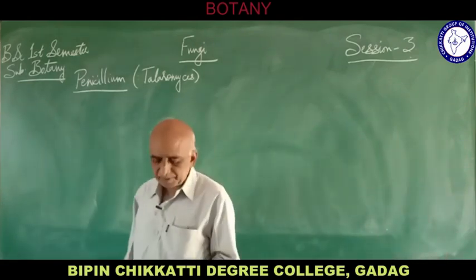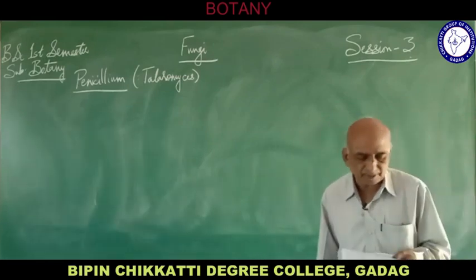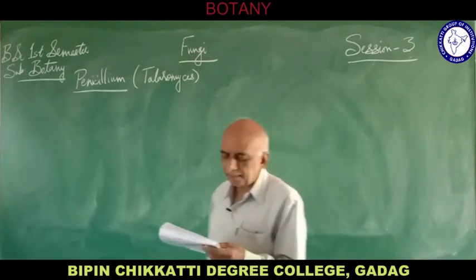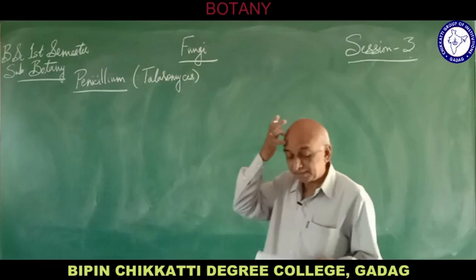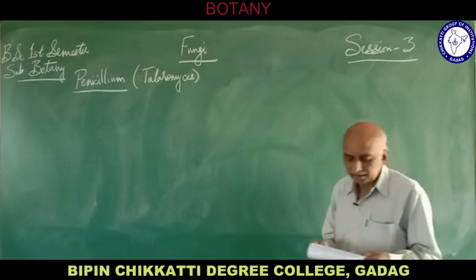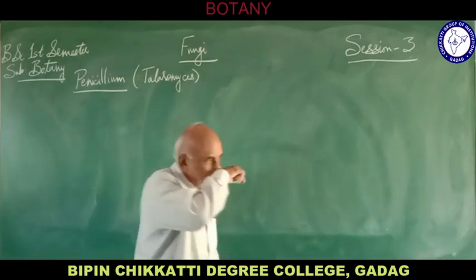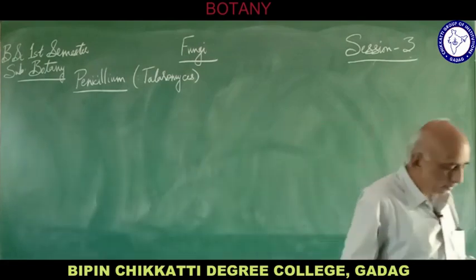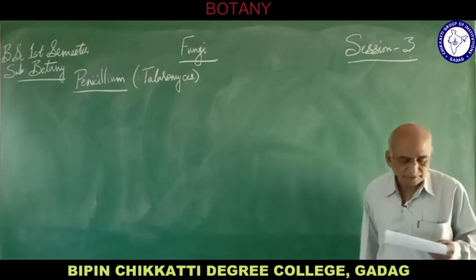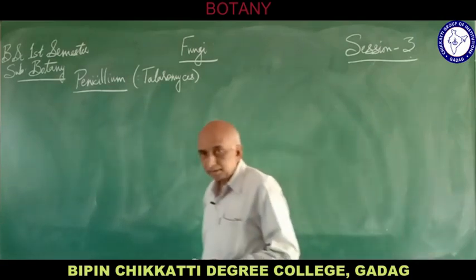Now there are certain species which help in the fermentation of cheese. For example, Penicillium roqueforti and Penicillium camemberti are two species which cause fermentation in cheese, and they help to produce a characteristic flavor or aroma in that particular cheese. So this is about the occurrence or distribution of Penicillium.